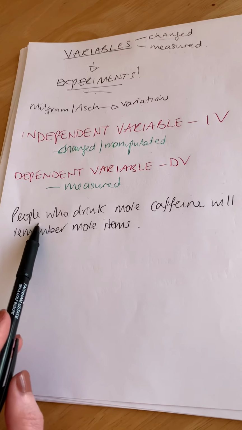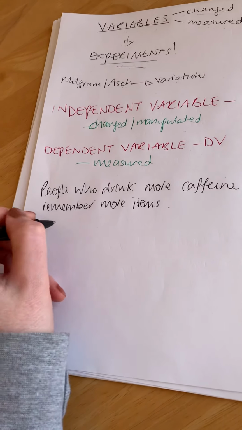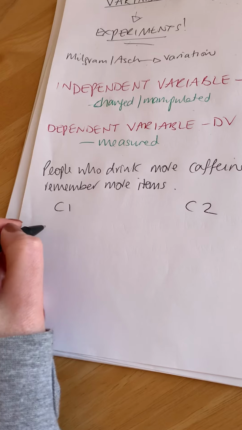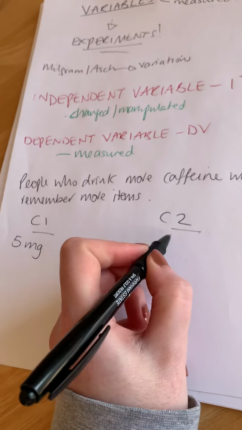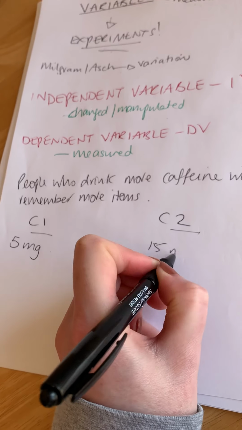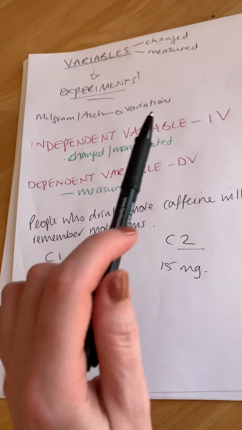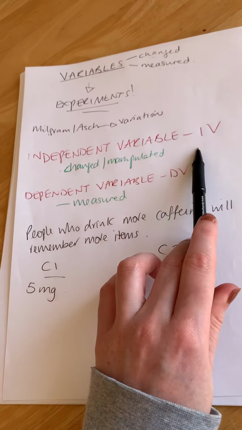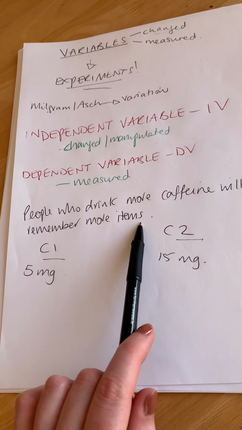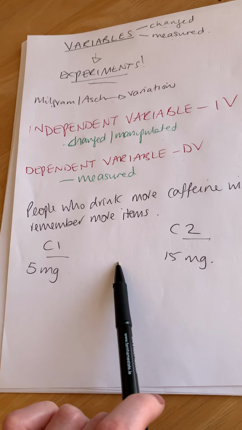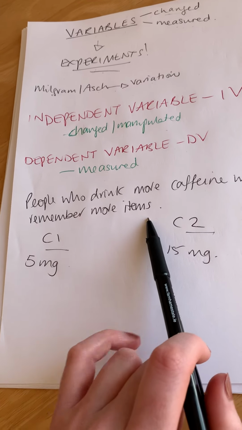So you can imagine, if I wanted to carry out an experiment to test this hypothesis, people who drink more caffeine will remember more items, I'm obviously going to have, say, condition 1, condition 2. Condition 1, I might just give somebody 5 milligrams of caffeine. And in condition 2, I might give them 15 milligrams of caffeine. And then I will give them, because remember, everything else stays the same, the only thing that should be changing is the IV. Everything else stays the same. So I would give them exactly the same task. I'd give them a list of items to remember. And then I will record or measure the number of items that each of them remembered.